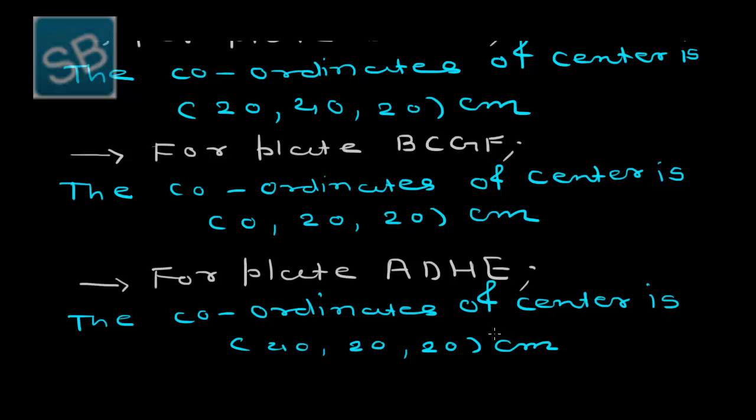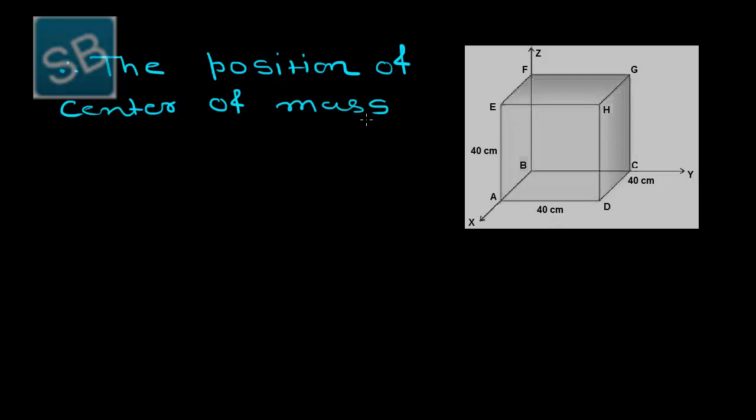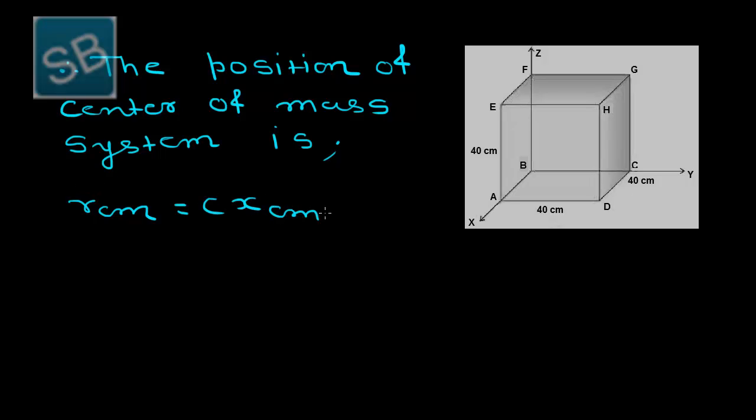Now, with the use of all the coordinates of center, we can directly find out the position of center of mass of the system. Therefore, the position of center of mass of the system is R_CM. See, I have not written the direction over here because there is another way of representing any vector quantity, which I am using over here, and that is the coordinate system, in which it is not necessary that you put an arrow.